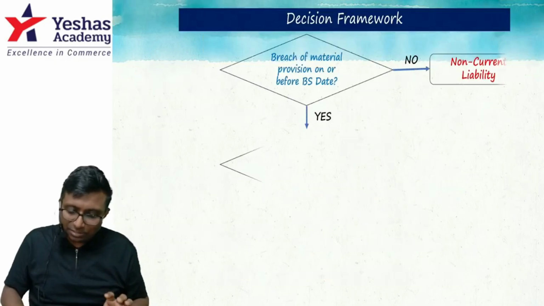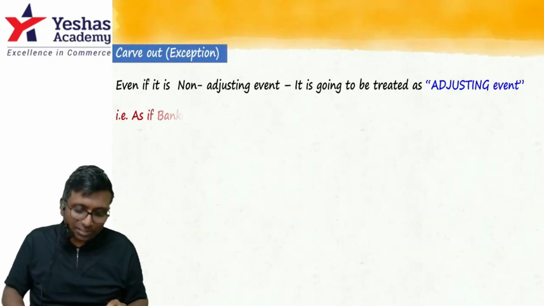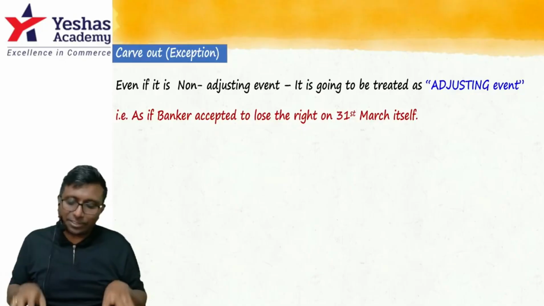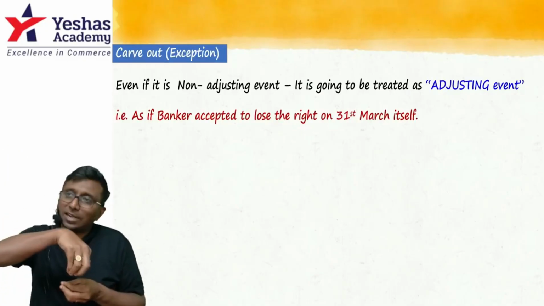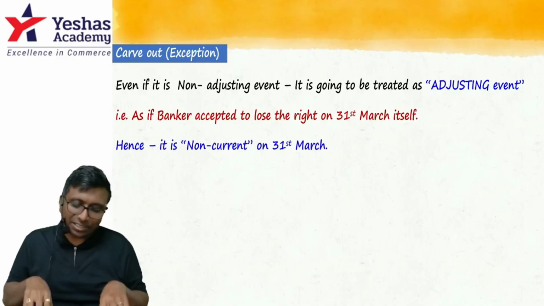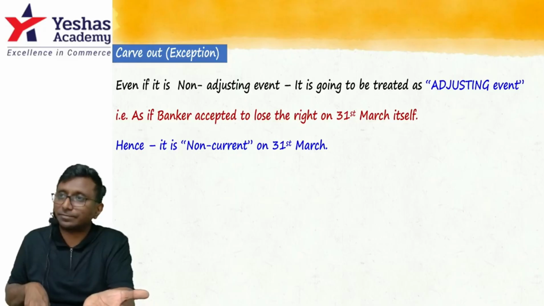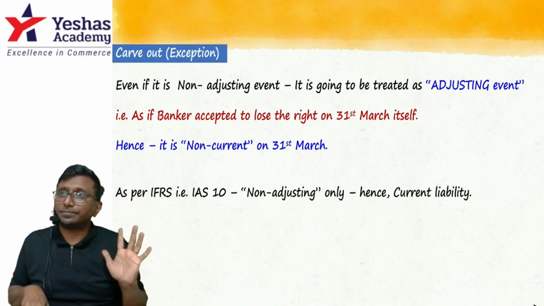One second. This is, I think, a slide problem, I mean, my placement issue. Right. What is a carve out? Even if it is a non-adjusting event, carve out means a non-adjusting event will be considered as an adjusting event. If it is an adjusting event, it means as if the banker accepted to lose the right on 31st March itself. Under that circumstance, it will become a non-current liability.